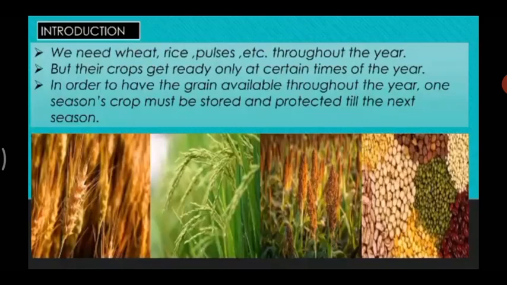In order to have grain available throughout the year, one season's crops must be stored and protected till the next season. Now just take an example of rice. You know that the crop of rice requires a large amount of water. That is why rice is called a monsoon crop. On the other hand, wheat requires less water, so it is a summer crop.